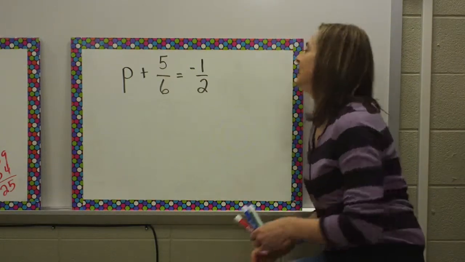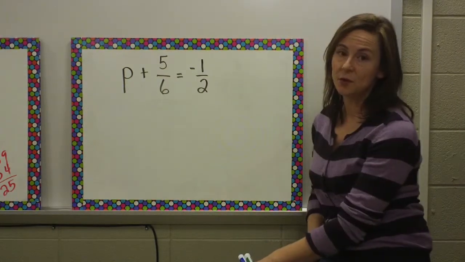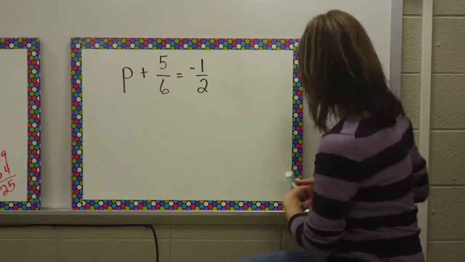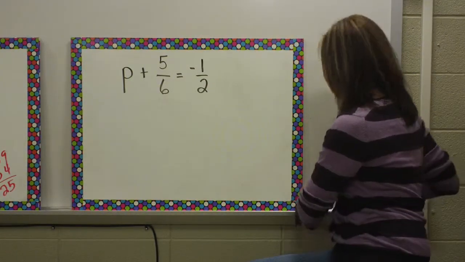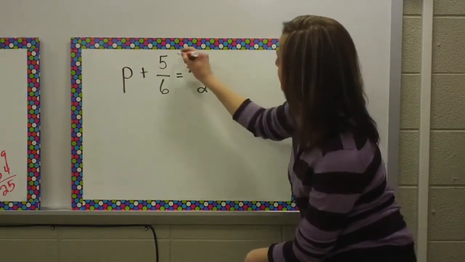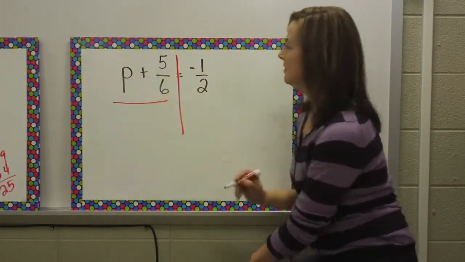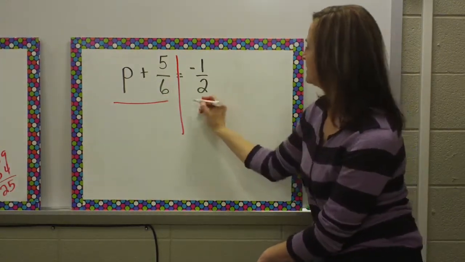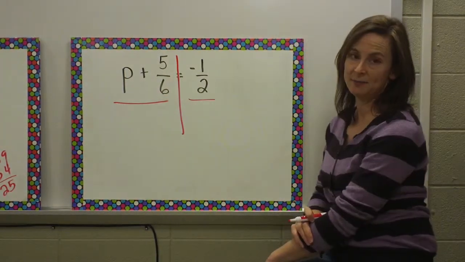This example has rational numbers in the forms of fractions. Don't be scared, you've done these before, so let's just take a look and apply our rules. The first thing I'm going to do is create my scale. This time I have a variable p and 5/6. On this side, I have a negative 1/2.